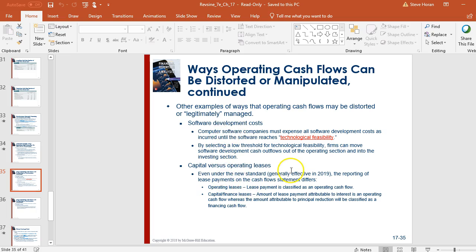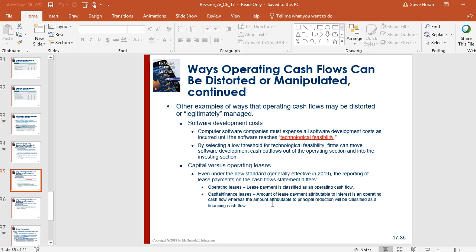And then capital versus operating leases. We talked a little bit about leases in this class, and they get talked about in other classes too. But remember that with an operating lease, the lease payment is simply classified as an operating cash flow. An operating lease would be like if you are currently renting a house or an apartment, something like that. You have no ownership, right? When the lease ends, you either renew or you move out. That's an operating lease. A capital lease, though, can also be called a financing lease, and it's really a vehicle to help you finance a long-term asset.